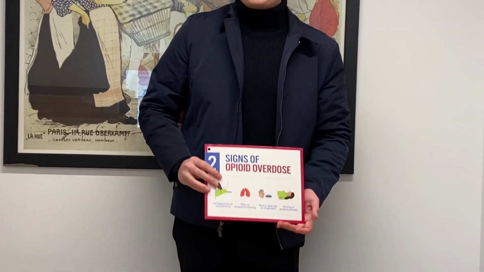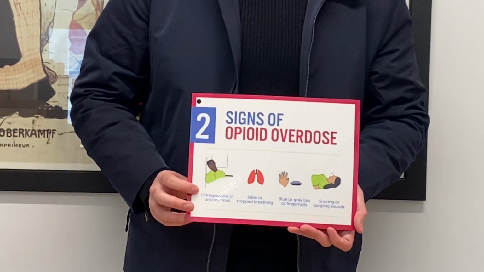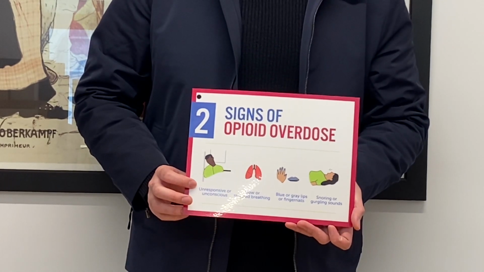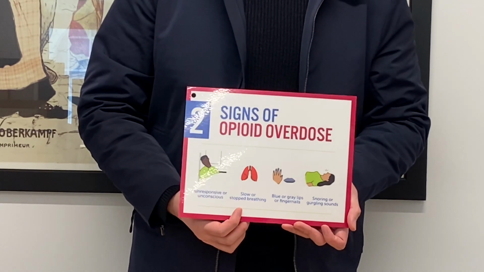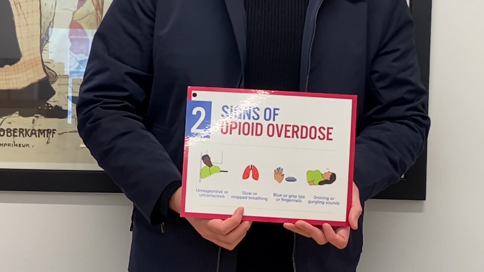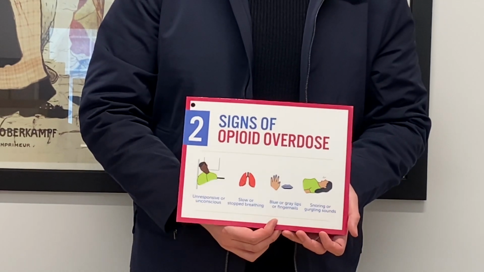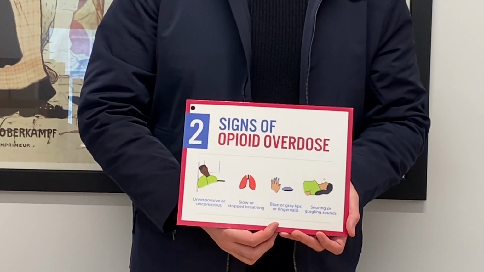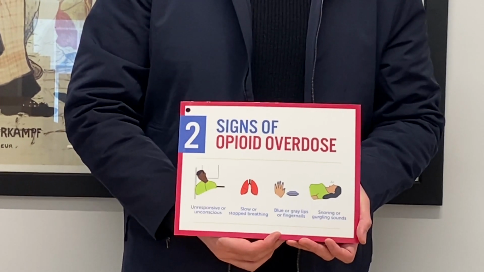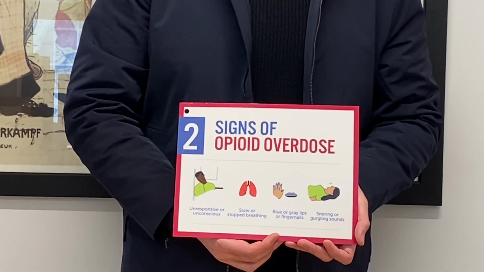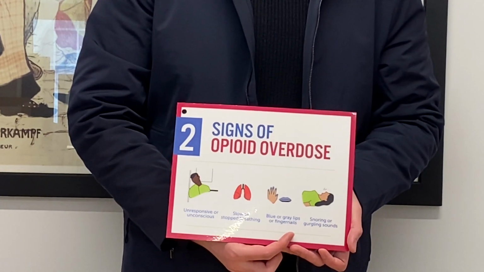What are the signs of an opioid overdose? You may see that the person will be unresponsive or unconscious. You may see that the person will have slow or stopped breathing. You may also see blue or gray lips or fingernails. For people of color, please check the earlobes for bluish color. You will also check inside their lips and the whites of their eyes. And you may also hear snoring or gurgling sounds.